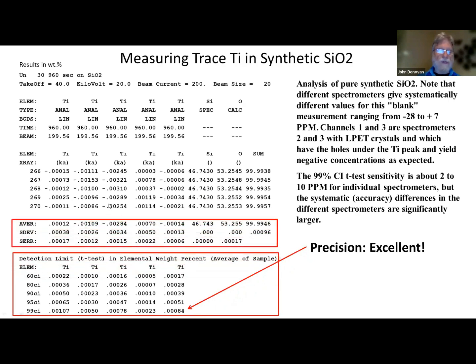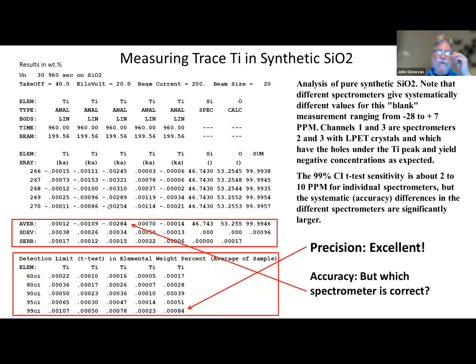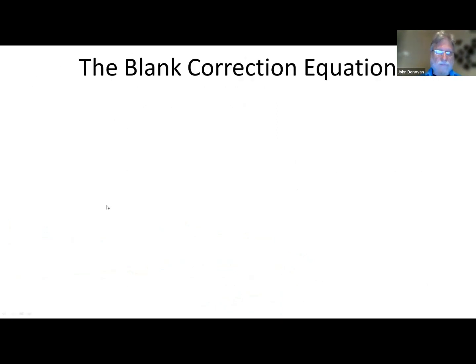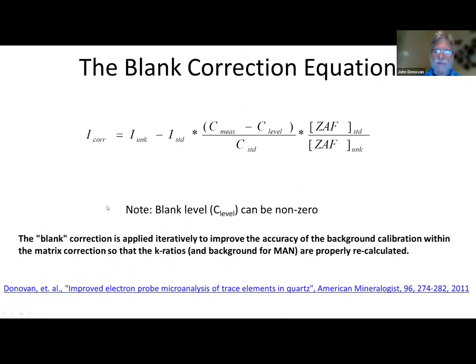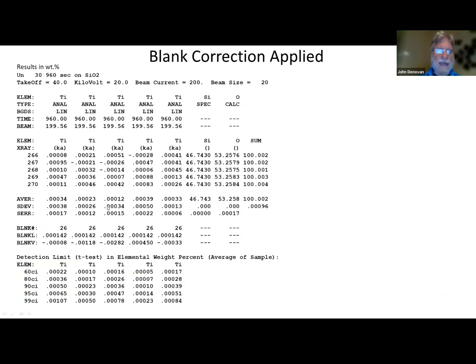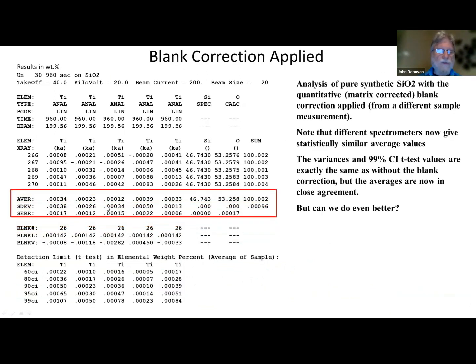So what can we do? Well, we can apply the blank correction, which corrects each spectrometer independently. Okay, and here's the equation here, and the blank level can even be non-zero. This was published in 2011. And when we do that, now we can see that they agree with each other pretty much within statistics now.